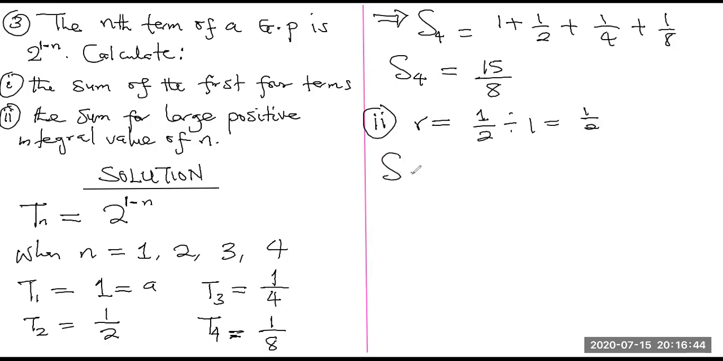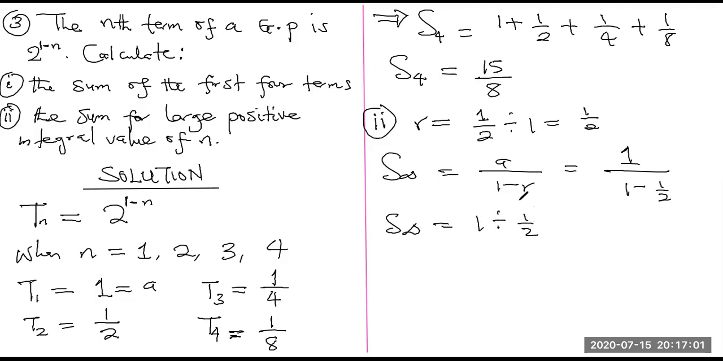So now the sum to infinity is equal to A over 1 minus R. That will give us A, our first term, which is 1, divided by 1 minus half. 1 minus half is half. So the sum to infinity is equal to 1 divided by 1 over 2. And of course, you can solve to get the answer to be 2, because when you invert, you are going to have 2 as your final answer. So this is how to solve this particular one. I hope this is simple enough.